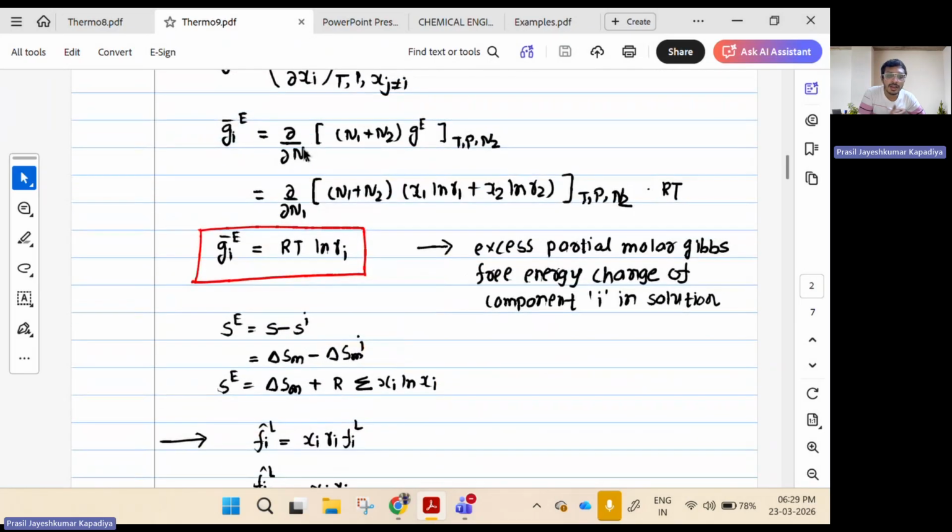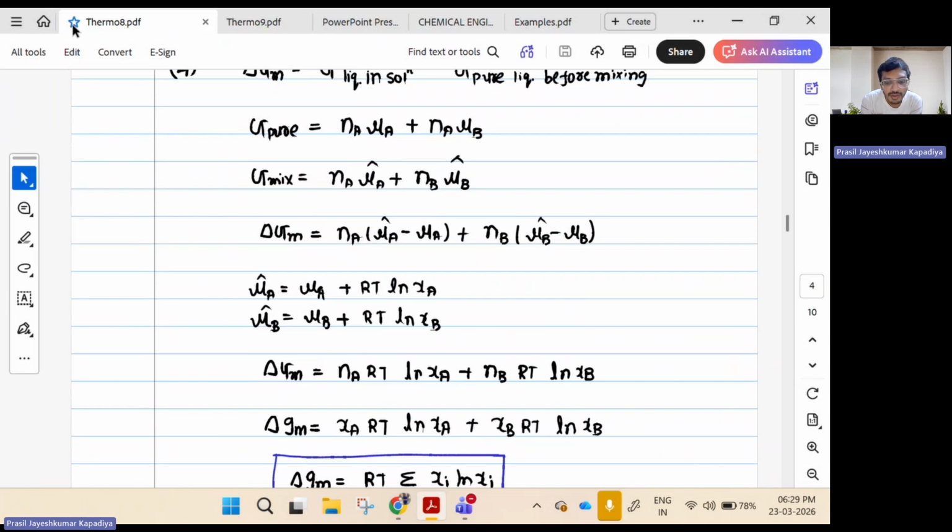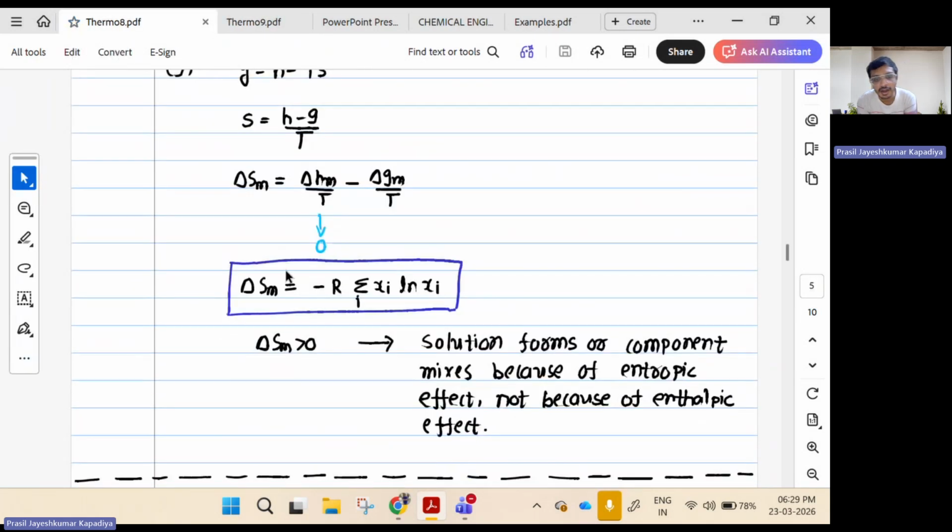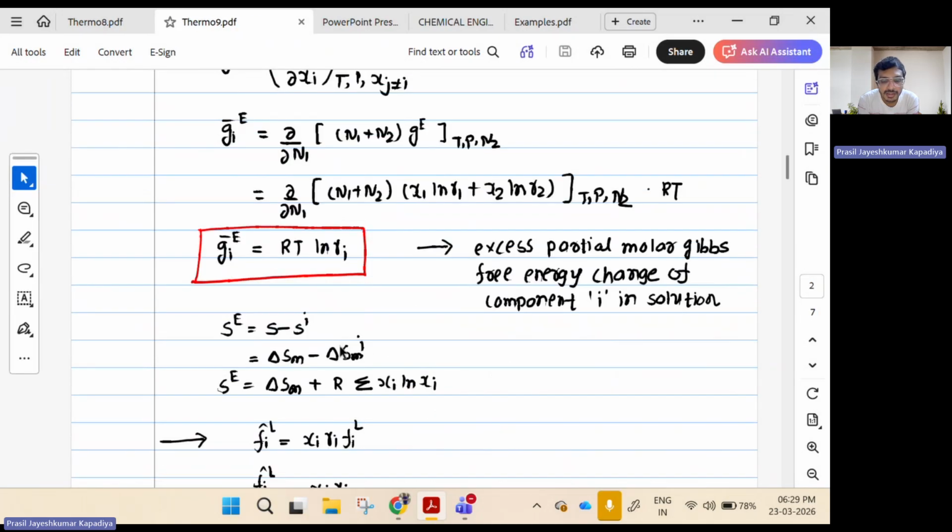Okay, now similarly we can find this excess property in case of entropy. So S excess is delta S mixing in actual conditions minus delta S mixing in ideal condition. In ideal condition, we have found that delta S mixing is minus R summation of Xi ln Xi. So this turns out to be SE is equal to delta S mixing plus R summation of Xi ln Xi.